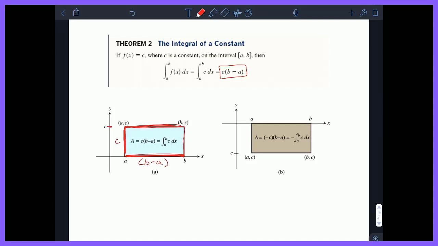So the integral of any constant is actually equal to the constant value times b minus a, which is the difference of your bounds. Suppose the rectangle is below the x-axis, it would just be the negative version of that, negative c times b minus a, which the formula still applies. We didn't specify that c was positive. It's just equal to c times b minus a.